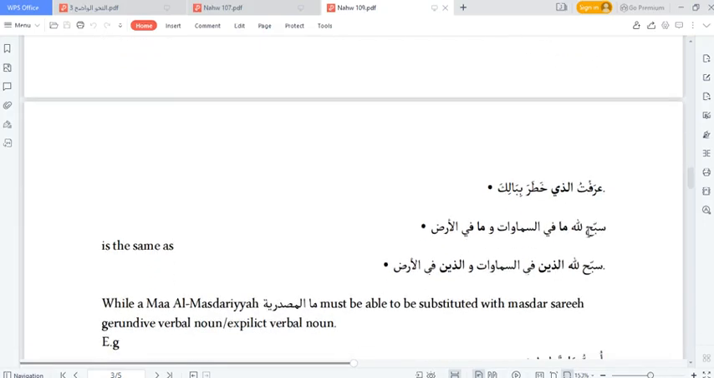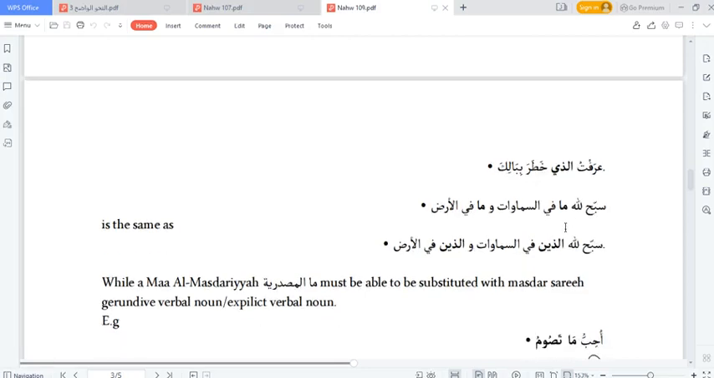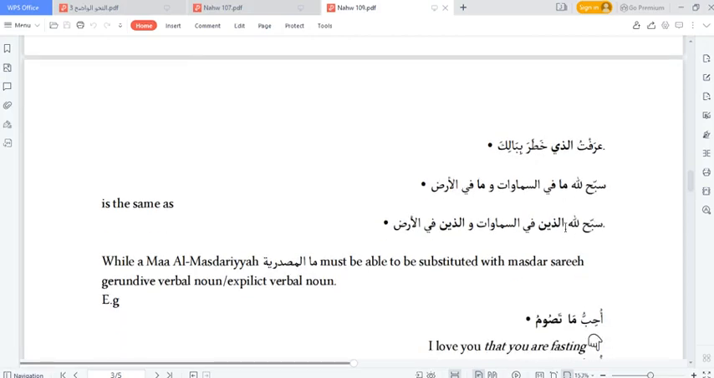Another example. Sabbaha lillahi ma fis-samawati wa ma fil-ardi. So whatever is in the heavens and whatever is in the earth praises Allah. So it can be replaced with what? Sabbaha lillahi alladhina fis-samawati. So those that are in the heavens and those that are in the earth praise Allah. You can see now we replaced it because it is ma mawsula. So it can be replaced with a corresponding relative pronoun.